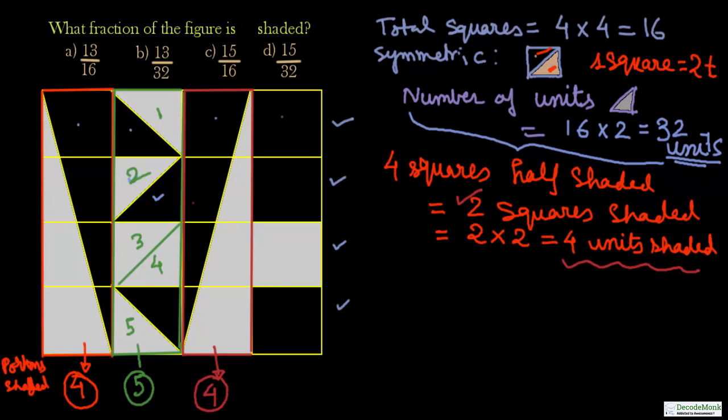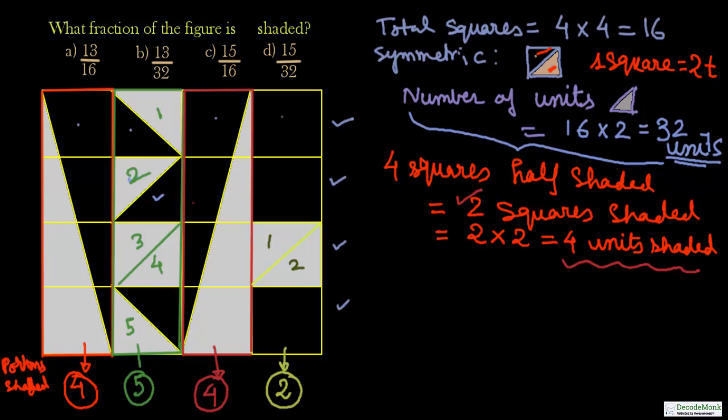Now considering the last column, in the last column let it be yellow in color, the original color. Only one square is shaded, and one square consists of 2 units, 1 and 2. So we can write that down. 2 units are shaded for the last column.